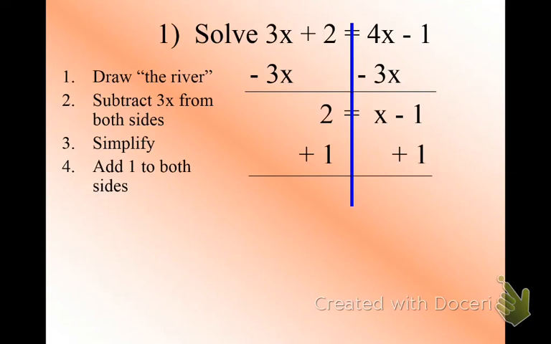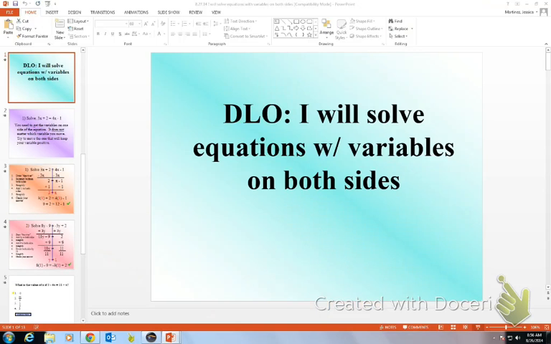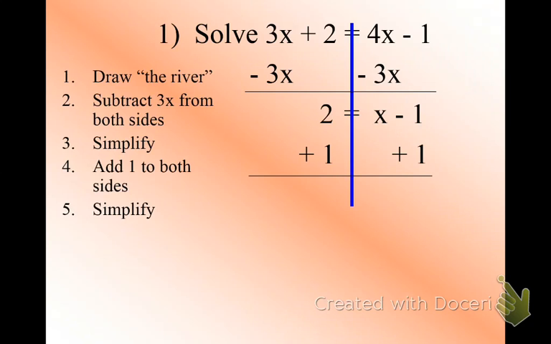So we'll add 1 to the left-hand side. We'll add 1 to the right-hand side. Again, these are called additive inverses. Oh, sorry, not those ones. These ones are called additive inverses. So those are going to add to 0. So on the right-hand side, we get x all by itself. On the left-hand side, we get 3. So x equals 3.